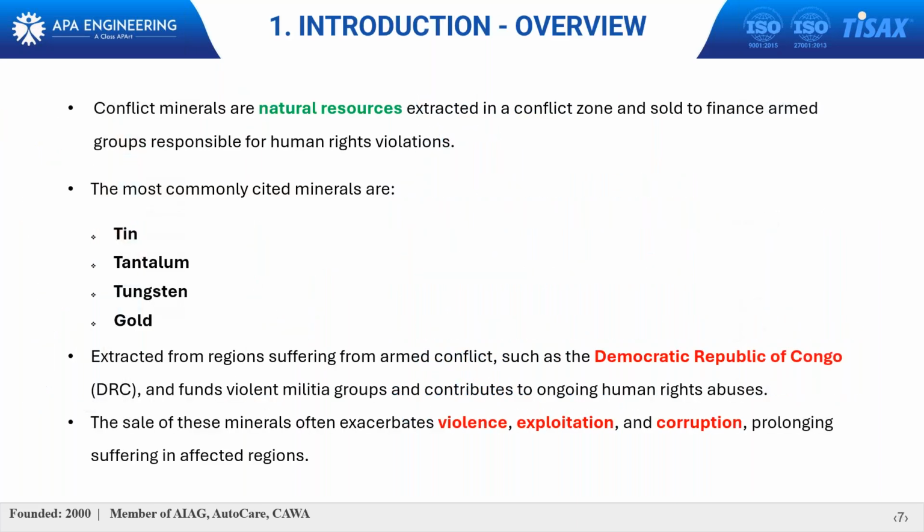To begin, what are conflict minerals? These include tin, tantalum, tungsten, and gold, commonly referred to as 3TG minerals. Unfortunately, they are often linked to armed conflicts and human rights abuses, especially in regions like the Democratic Republic of Congo. This makes it essential for companies to ensure their supply chains are conflict free.